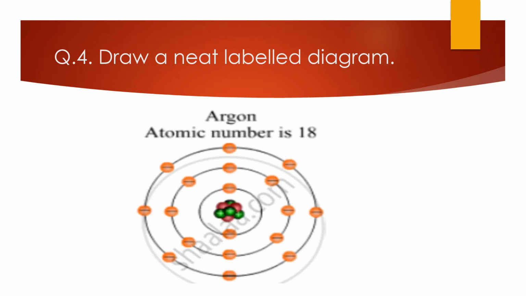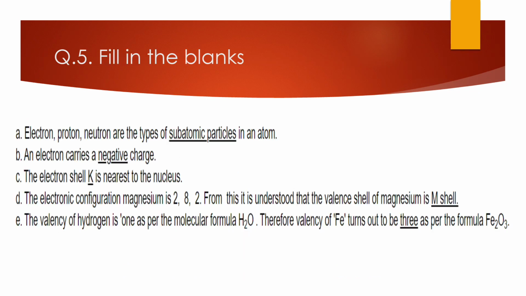The next is argon. The atomic number of argon is 18. So you have to draw the nucleus. In the first circle around the nucleus, you will draw 2 electrons. In the second shell, you have to draw 8 electrons, and in the last shell, you have to draw again 8 electrons. So these are the diagrams.